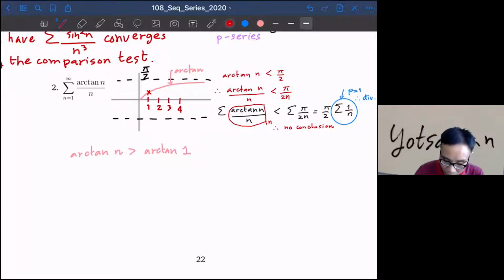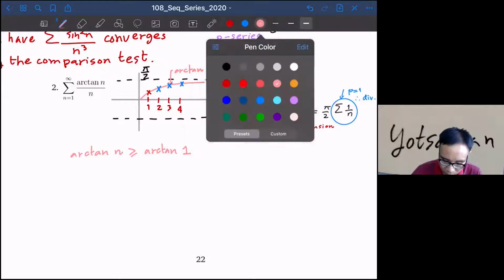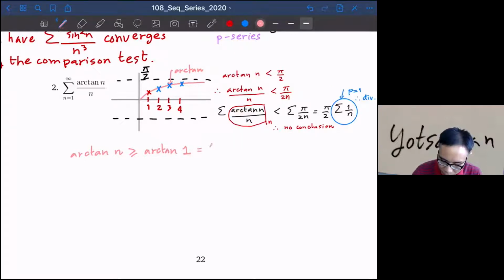Okay, so you see that you have arctan 2, arctan 3, arctan 4, and so on. Everybody is greater than, actually it's going to be greater than or equal to arctan 1. So arctan n is greater than or equal to arctan 1. And what is arctan 1? Arctan 1 is pi over 4. Okay, so it's pi over 4.